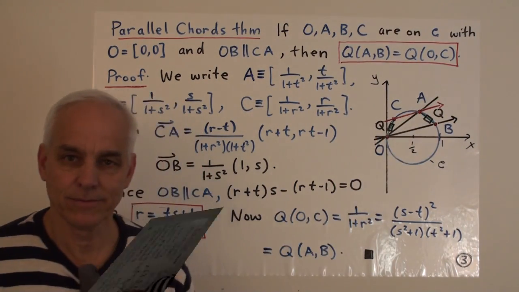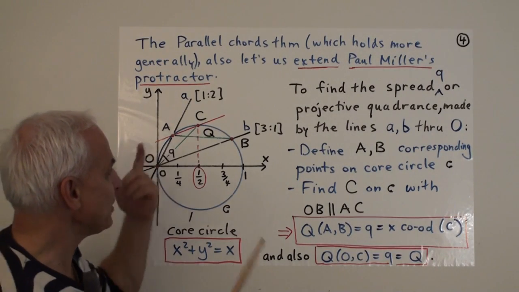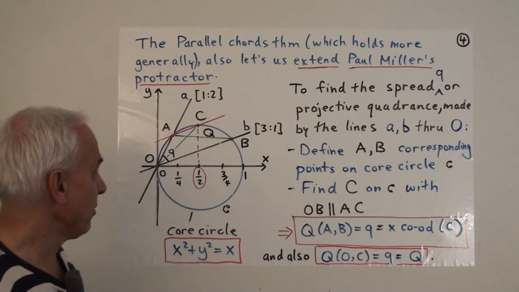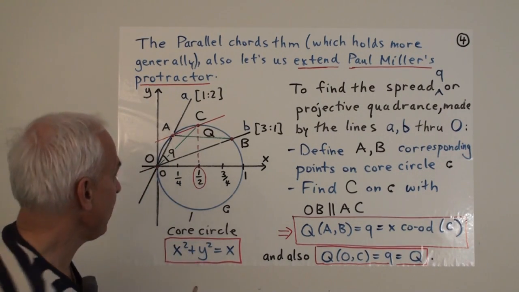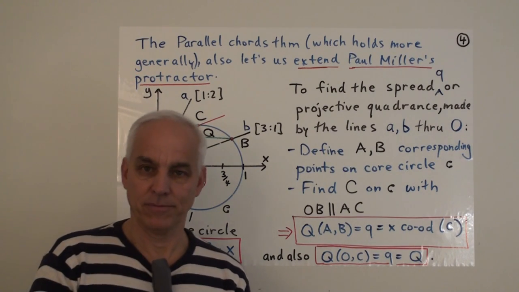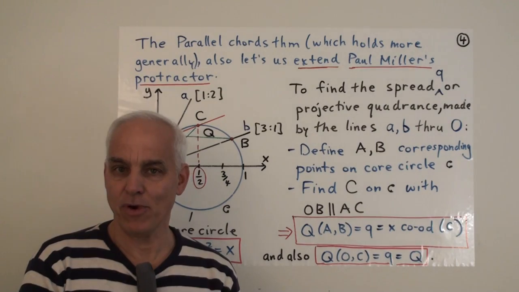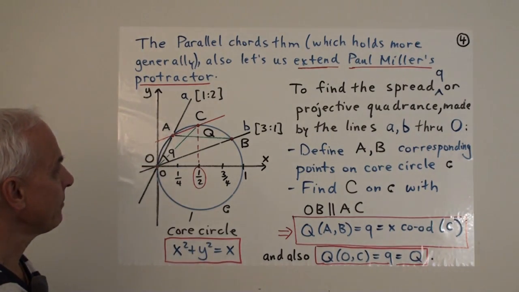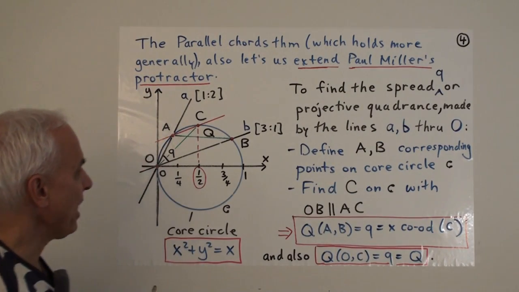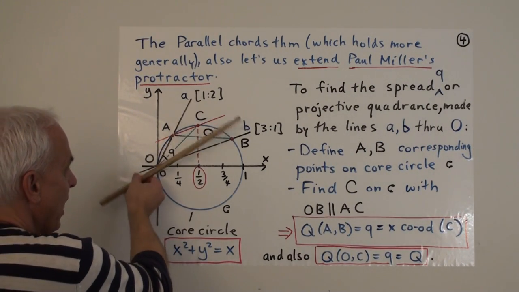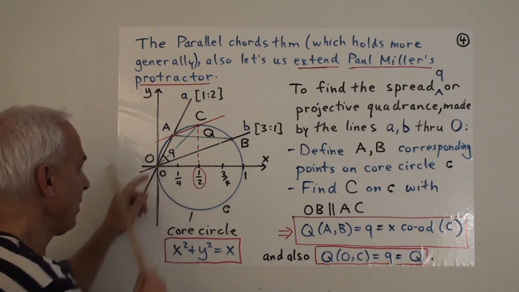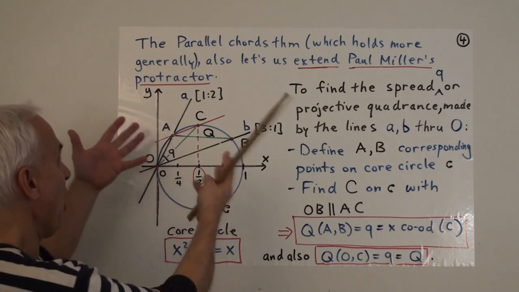Okay, so now we can use this parallel chords theorem to extend Paul Miller's protractor to allow us to pretty easily read off the projective quadrances between any 2 lines through the origin. In other words, between any 2 projective 1 points. So to find the spread, say Q, or projective quadrance, made by the lines little a and little b through the origin. All right, so we're interested in what is this projective quadrance. We want to be able to read it off.